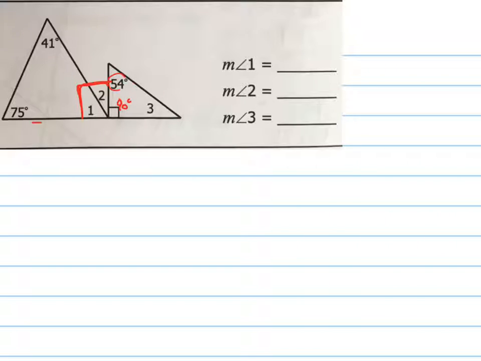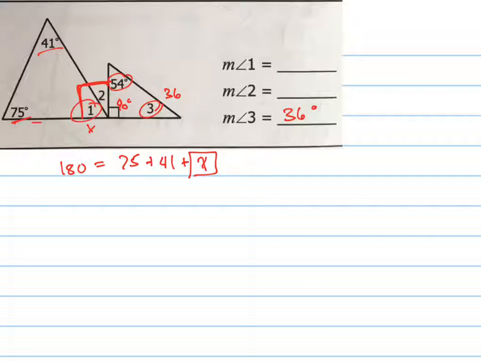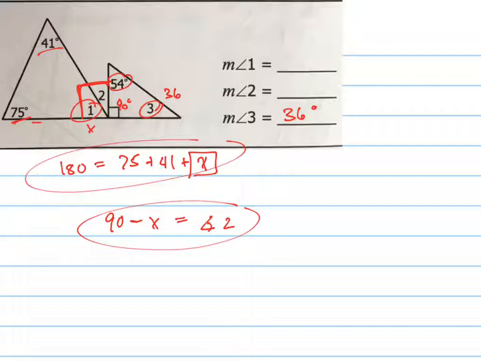Now if this is 90, you know that those two are complementary. They have to add to 90, because all three of them have to add to 180, right? So that one would be 36 degrees. And then the same thing here, those three, 41 and 75 and 1 have to add to 180. So you set up 180 equals 75 plus 41 plus x, if we call it x. Then you solve for x, and then angle 2 is just 90 minus x. And that's all you have to do, and I'll leave the work to you for that one.